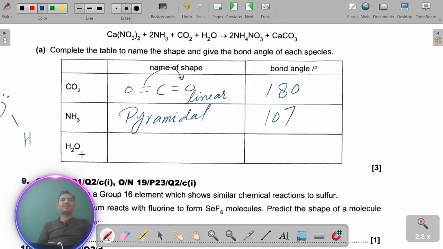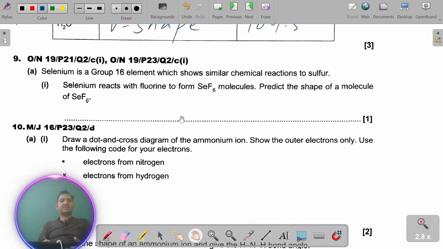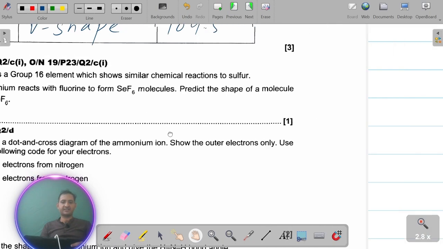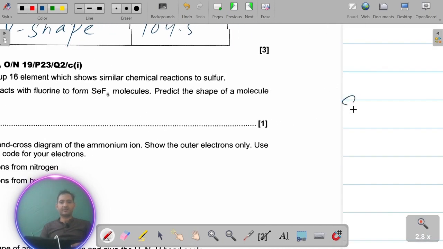Okay. So H2O, its bond angle is 104.5 degrees, and the shape is bent or V shape. Selenium is a group 16 element. Selenium reacts with fluorine to form SeF6. Predict the shape of SeF6. Once again, selenium. How to draw F6? Straight line, then straight line, then diagonals. So it is octahedral. The shape is octahedral.